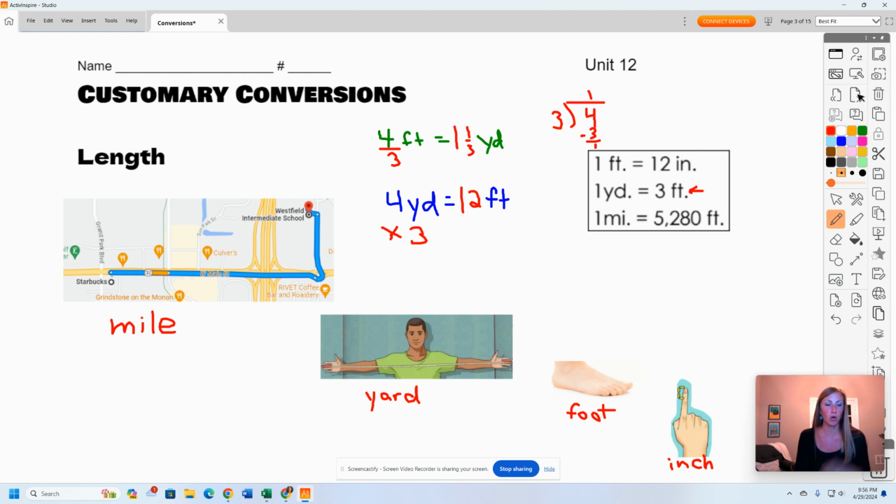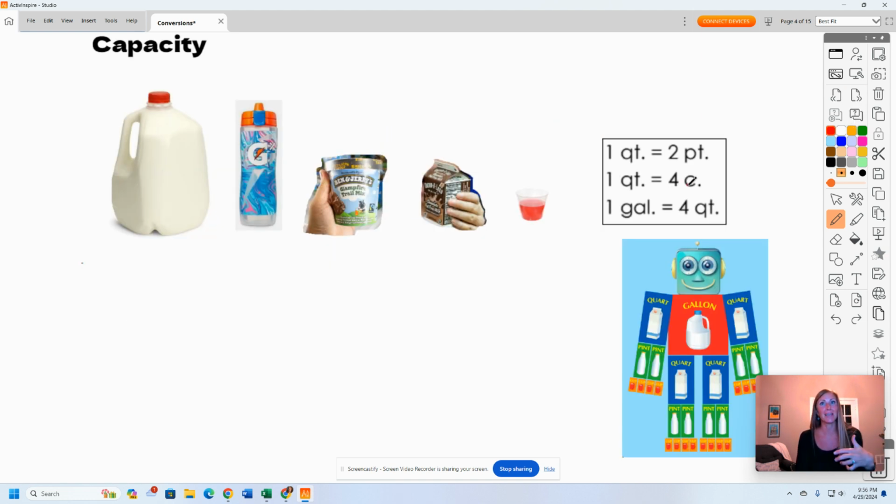Now let's check out below that, and we're going to look at capacity. I added this image because I asked a few of you when you were doing your Alex lessons, like, have you seen the gallon man?